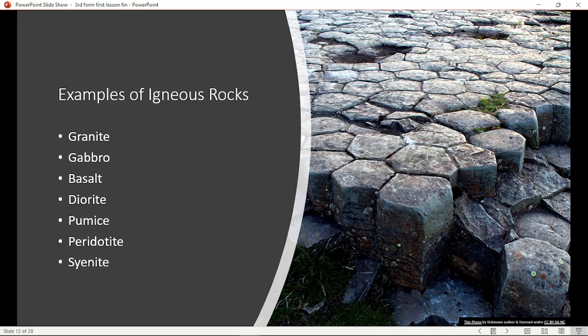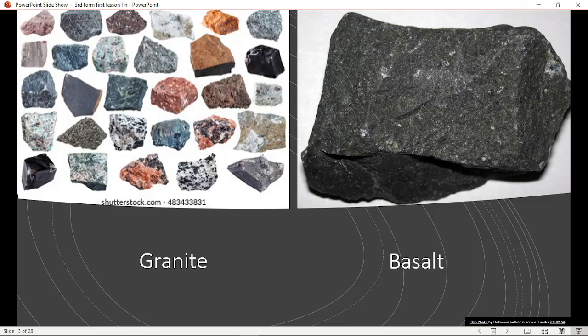There are some examples of igneous rocks: granite, gabbro, basalt, diorite, pumice, peridotite, and syenite. It's an example of granite and basalt rocks, the two types of rocks that make up the crust of the earth.